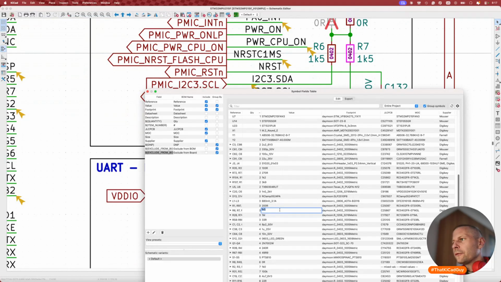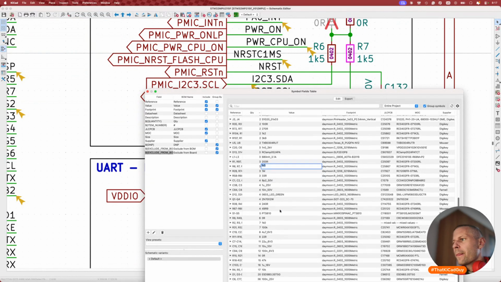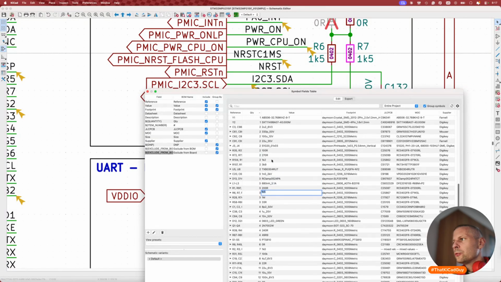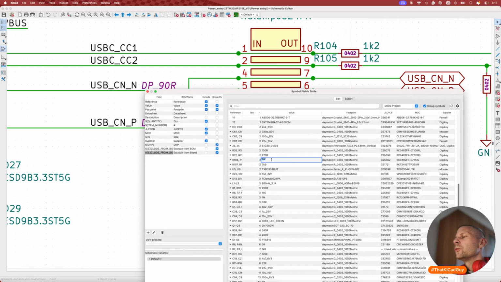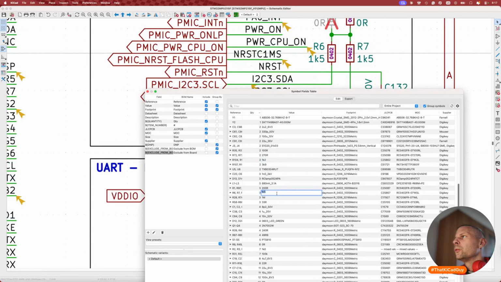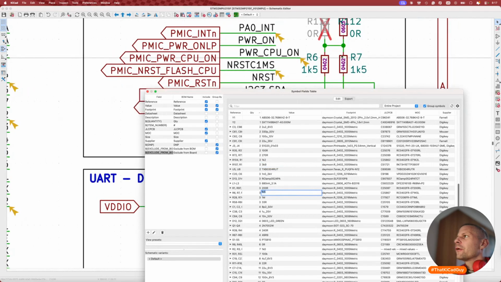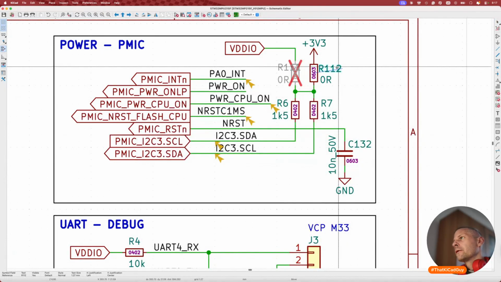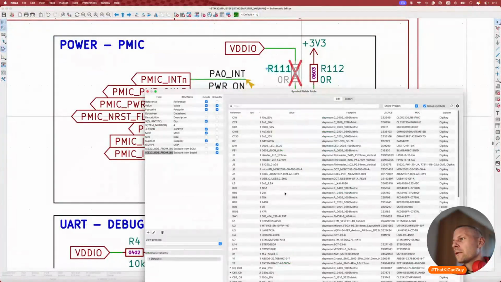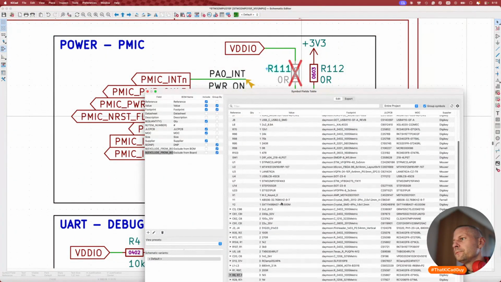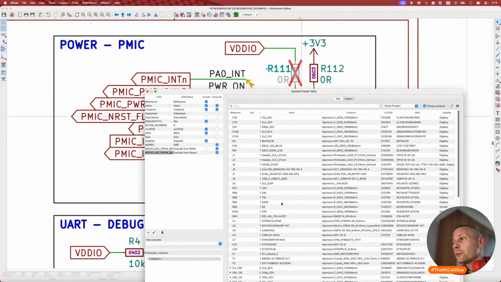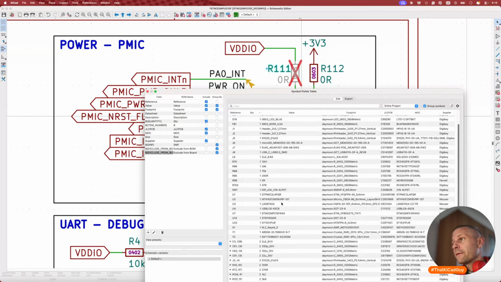Yes, 1K5. 10K. 1K2. Frankly, 1K5 for I2C is not much. I can even go higher to 3K3 or something.